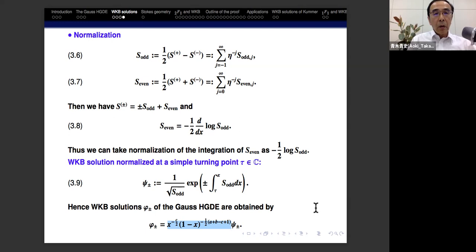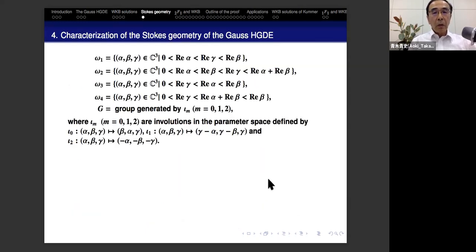To state our main results, we need the classification of Stokes geometry. We introduce 4 sets, omega 1, omega 2, omega 3, and omega 4. These sets are open subsets of the space of parameters alpha, beta, gamma. Omega 1 is given by this condition, and so on.